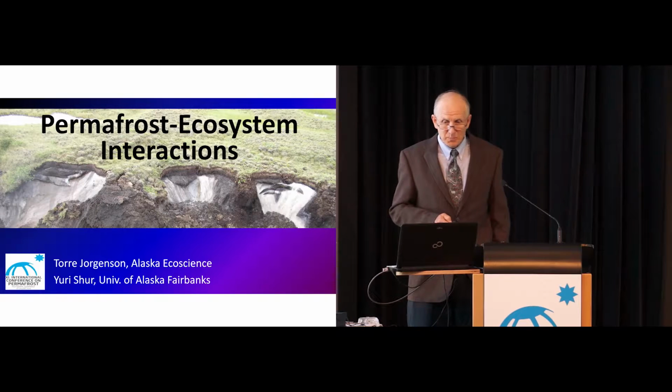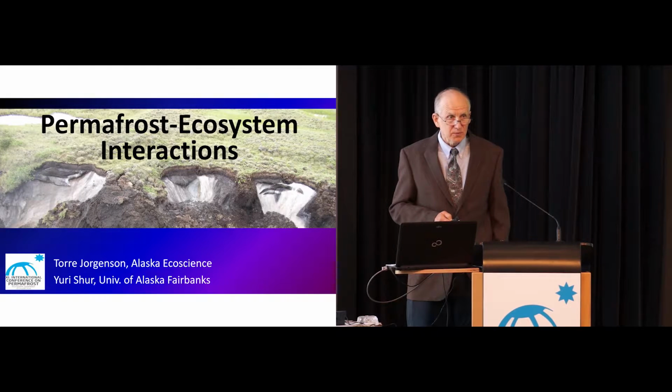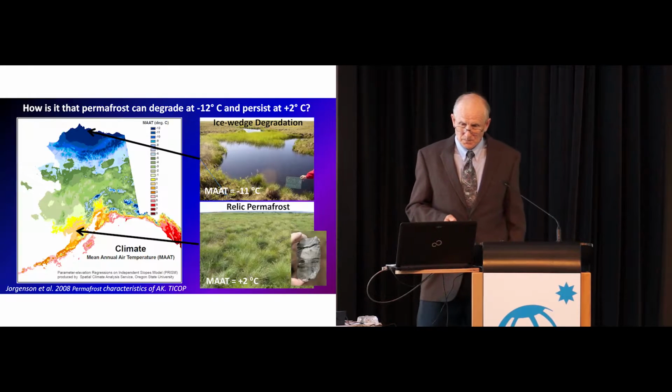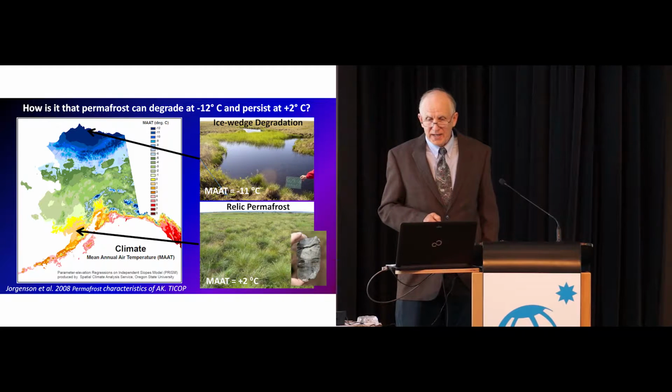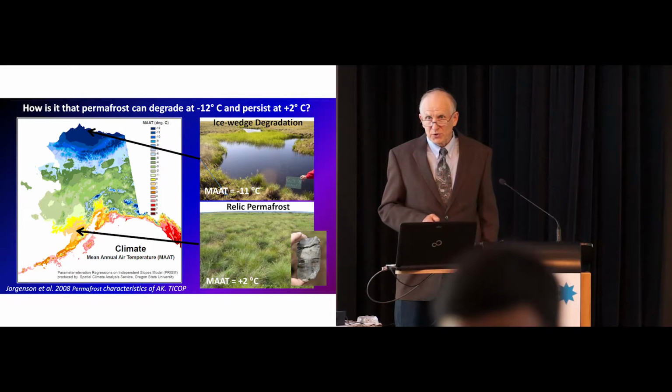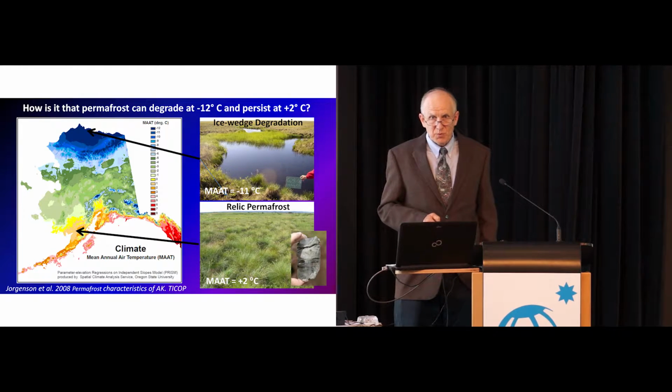It's a very short title, Permafrost Ecosystem Interactions, for a very complicated idea. And I am including Yuri Shur as co-author because of our collaborations over decades that have helped foster these ideas. So how is it that permafrost can degrade at minus 12 degrees mean annual temperature and yet persist at plus 2 degrees C, spanning the whole length of Alaska from up along our Beaufort Sea coast down to King Salmon down along the Alaska Peninsula? And so we see that we can have ice degradation going on at mean annual temperature of minus 11, minus 12, and yet we can have permafrost persist as relic permafrost at mean annual temperature of plus 2.